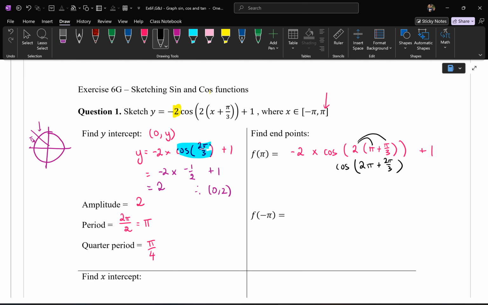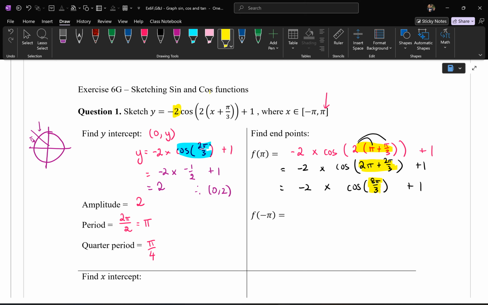Or if it makes it easier, if you combine the fractions, I'm essentially asking you to find cos of what? 3 times 2 is 6. 6 plus 2, 8 pi on 3. That's essentially what I'm asking you to figure out. Negative 2 times cos of 8 pi on 3 plus 1. That's essentially what we're asking here. So you can either work through here, you can work through there, or you can work through here, whichever one you feel most comfortable with.